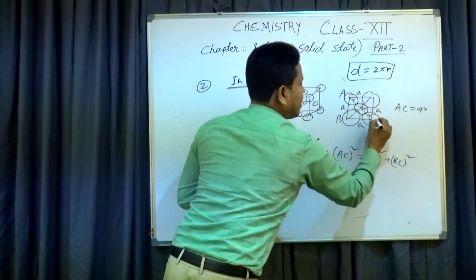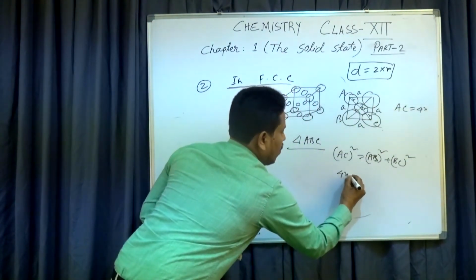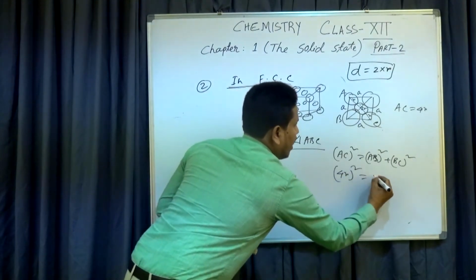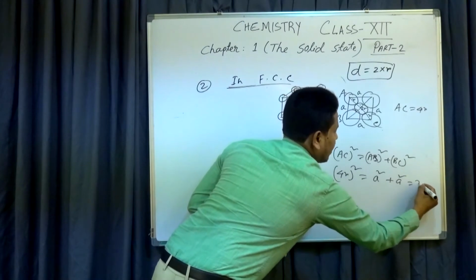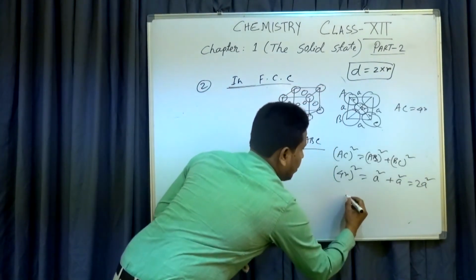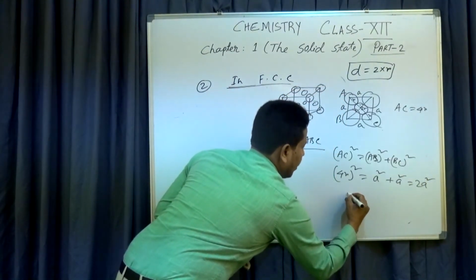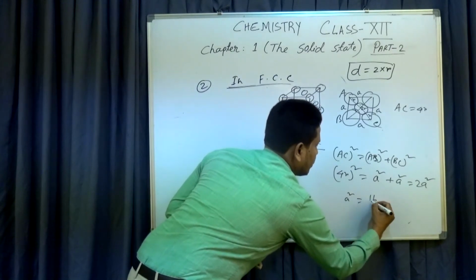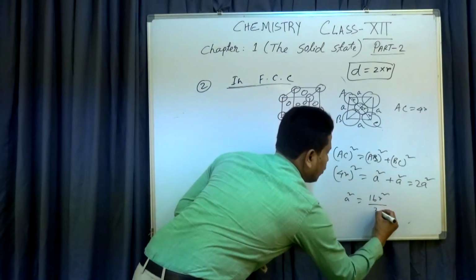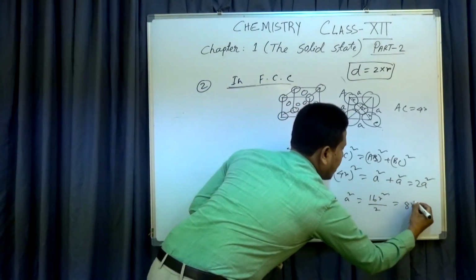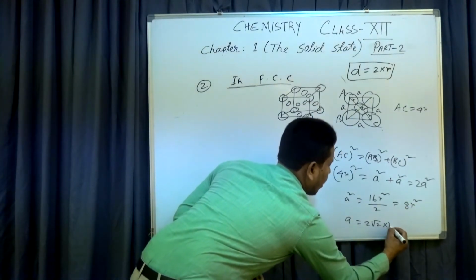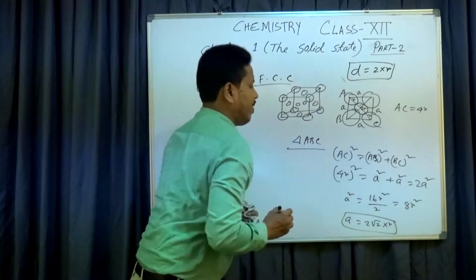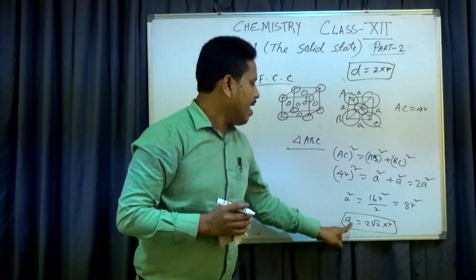4R. Look at this, 4R. So 4R square equals AB square plus BC square; AB means edge length, BC means edge length. That is 2A square. That is A square equals 16R square by 2, that is 8R square. That is A equals 2 root 2 R. This is the relation between A and R.